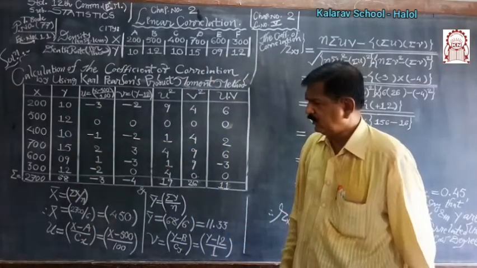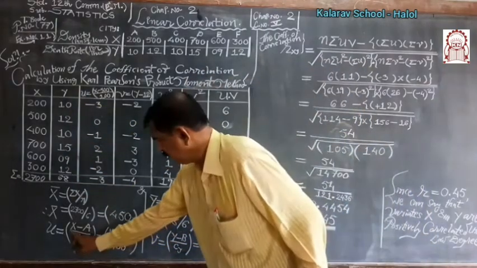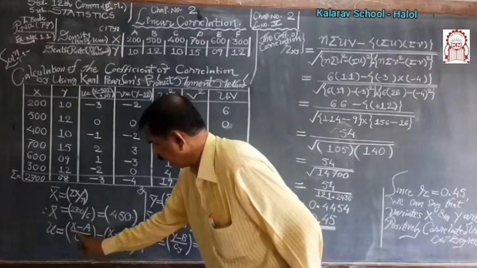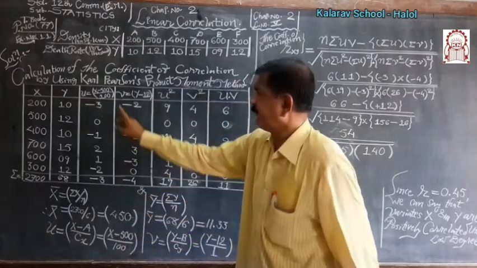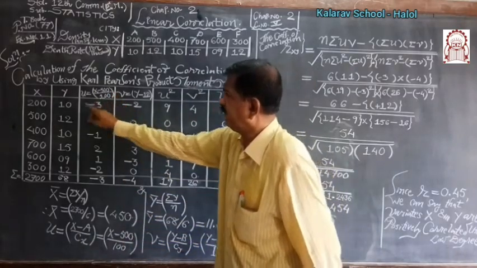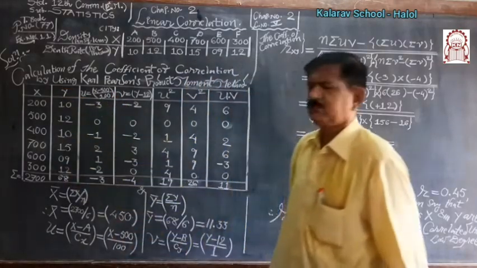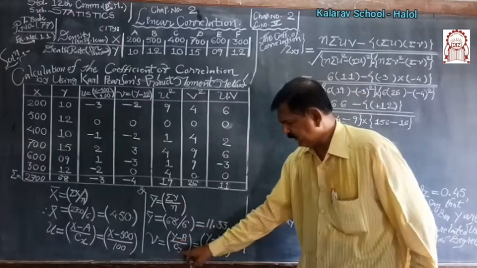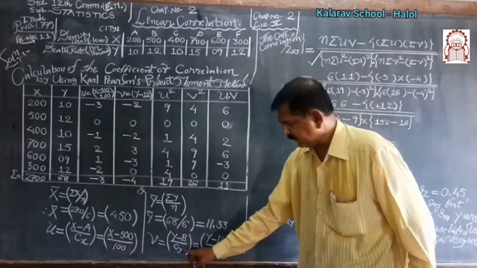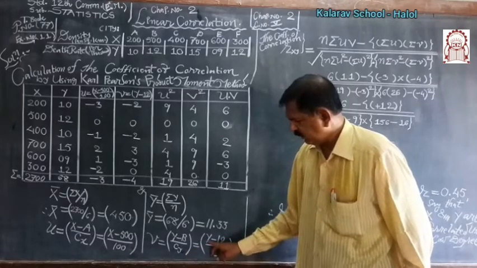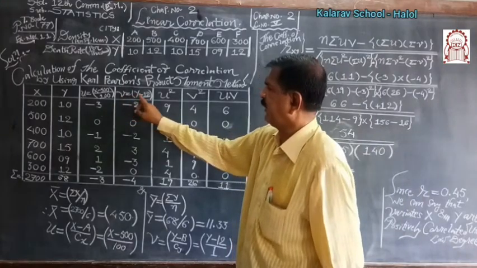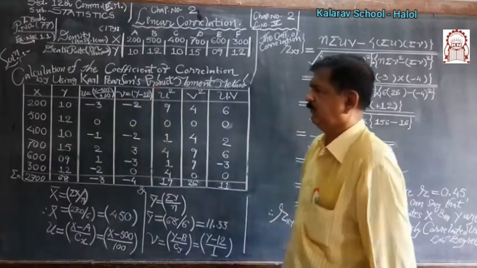So we take u as x minus a upon cx, where cx means the common factor of x. First of all subtract 500, then divide by 100 for the series x. For the series y, only take y minus b upon cy. Cy is the common factor of the series y, we take only 1, so v is y minus 12 only.